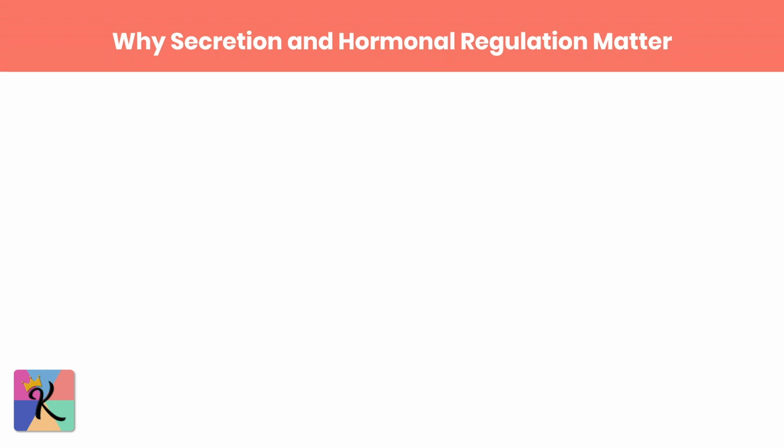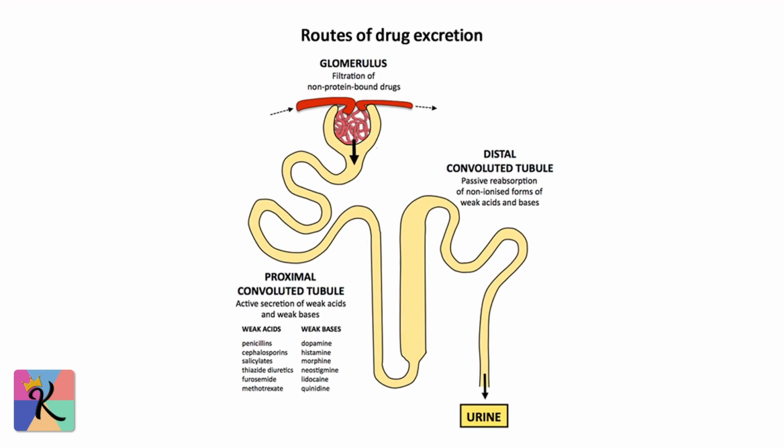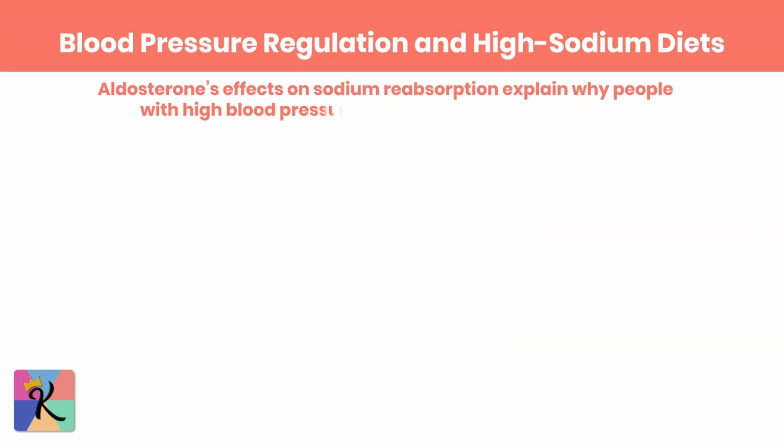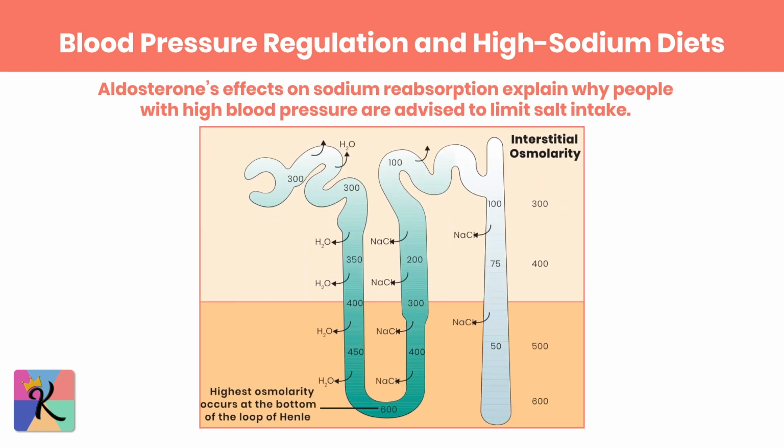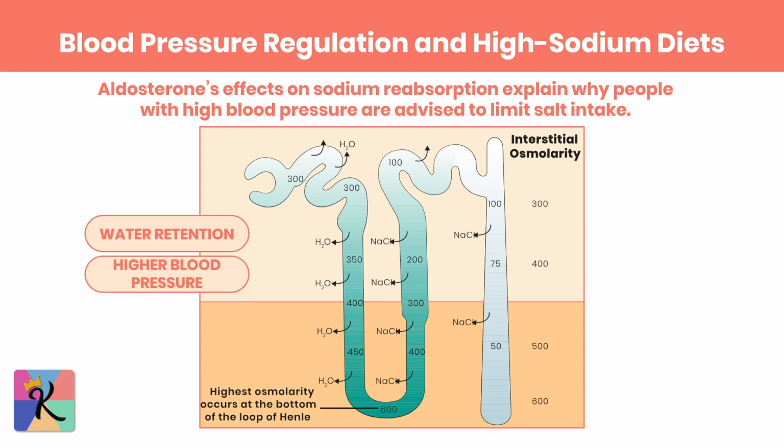Secretion plays a crucial role in eliminating drugs and toxins from the body. Many medications are actively transported into the nephron for excretion, ensuring they don't build up to toxic levels in the bloodstream. Aldosterone's effects on sodium reabsorption explain why people with high blood pressure are advised to limit salt intake. Excess sodium raises plasma osmolarity, leading to water retention and higher blood pressure.